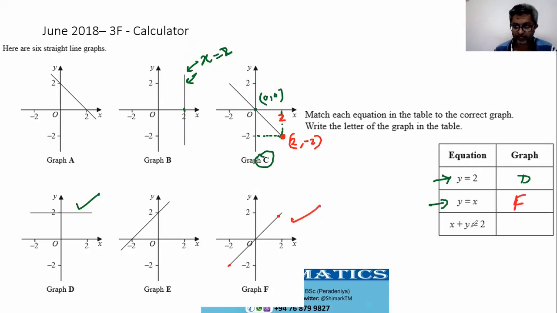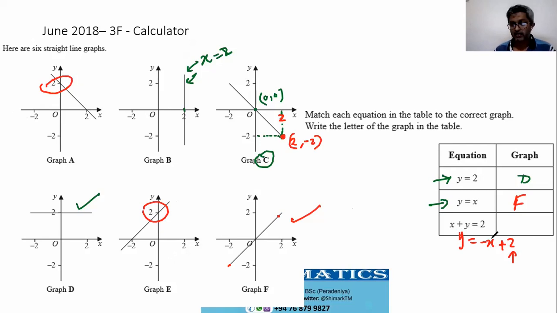Then graph E is x plus y equals 2, that is y equals -x plus 2. C is going to be 2 here. C is going to be 2 in two places, right? So A and E are competing for one answer.